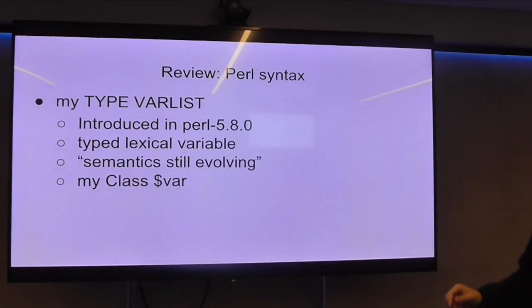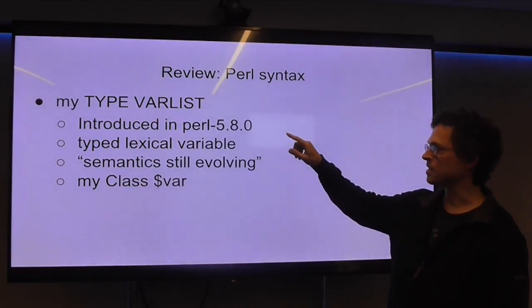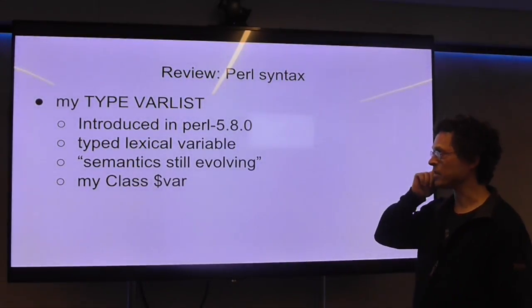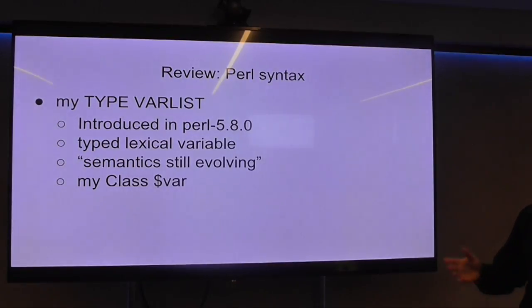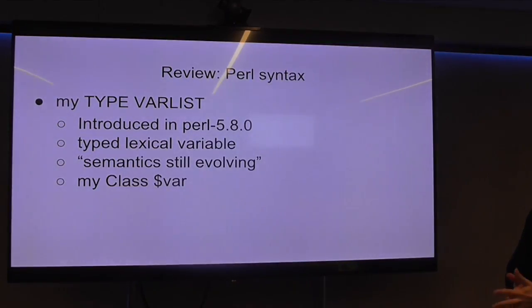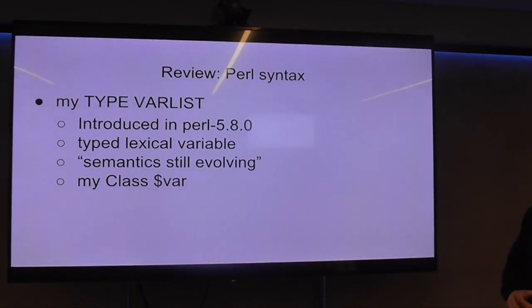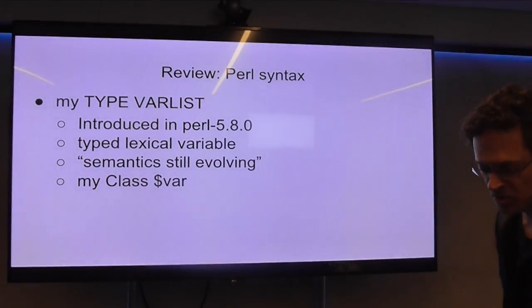And we also use my declarations with types. This was introduced very early, in Perl 5.8. It was meant to allow types in Perl. It was kind of a forgotten feature. The documentation says the semantics are still evolving. But it allows us to actually declare a variable as belonging to a class. And we'll use this.